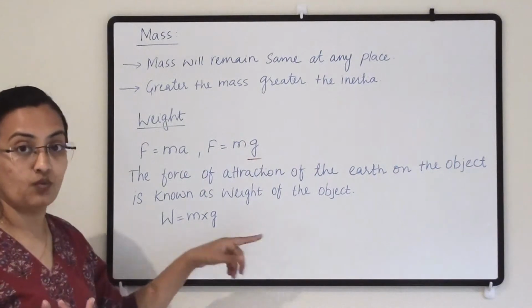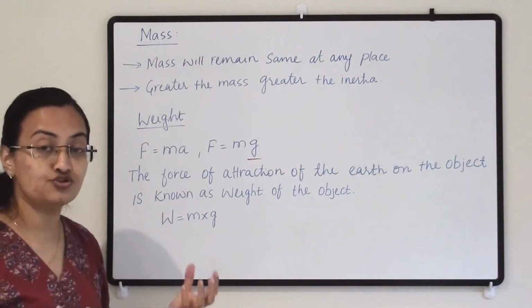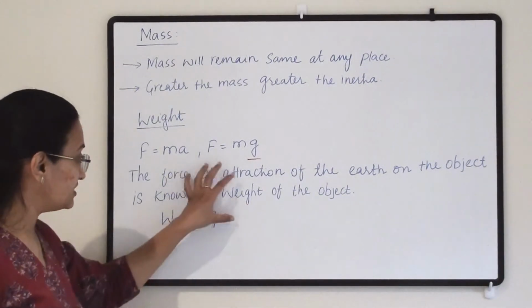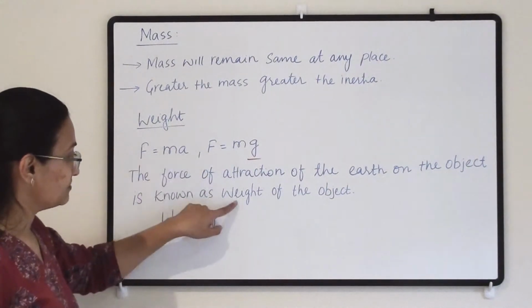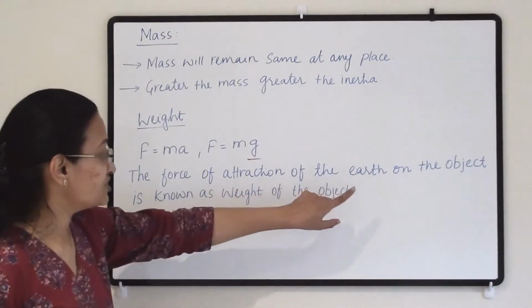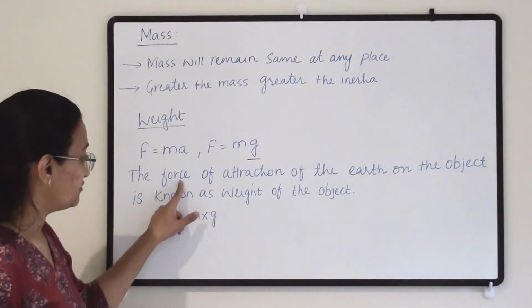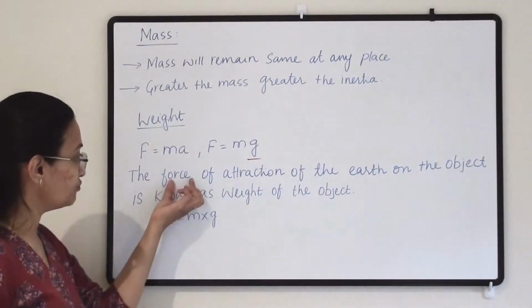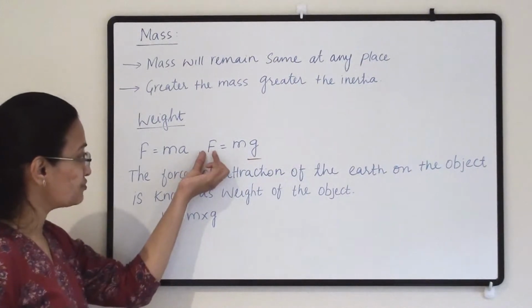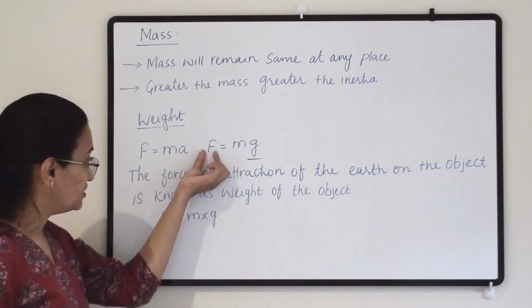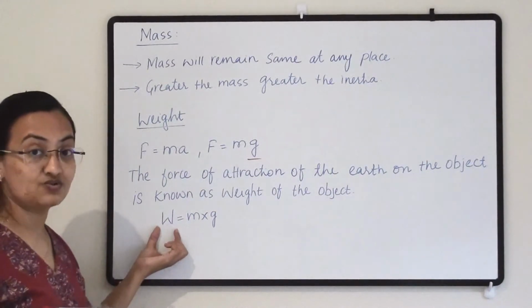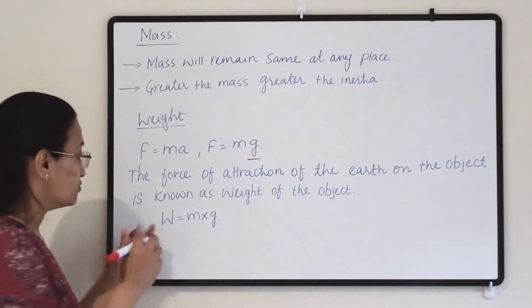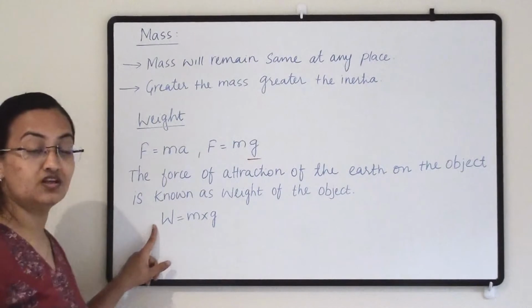Actually, what is weight? Whatever force is acting on the object due to the gravitational force of the earth, that is known as the weight of the object. As per this definition, the force of attraction of the earth which is acting on the object is known as weight. So this force is going to be W, because that is weight. Here we have replaced this force with W, which is weight.